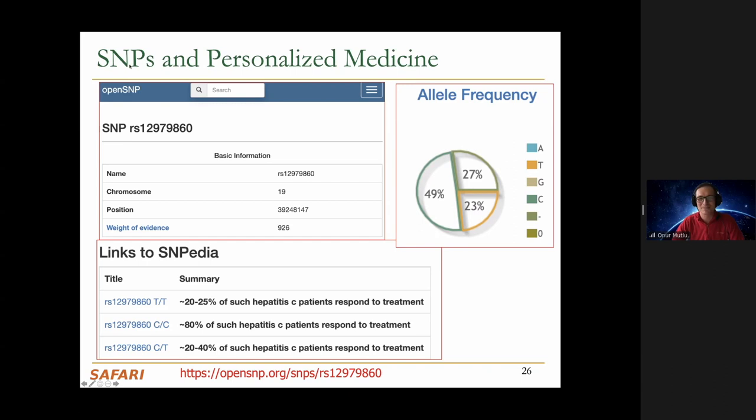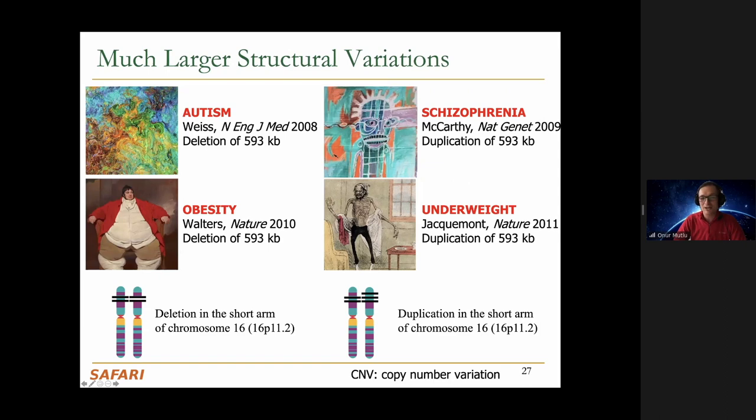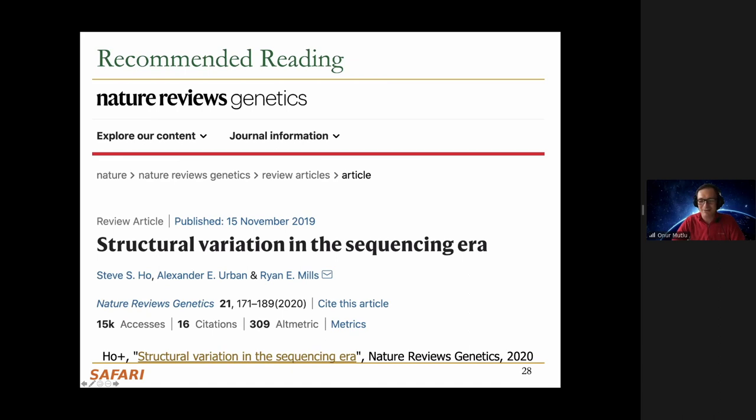There are databases also that talk about what people have found so far, and it's fascinating to look at some of these. And there are also much larger structural variations that you may need to detect after you actually put together a genome. For example, autism is correlated with a deletion that happens in one genome, I think chromosome 16, of 593 kilobits. And you can see there are other examples of this over here.